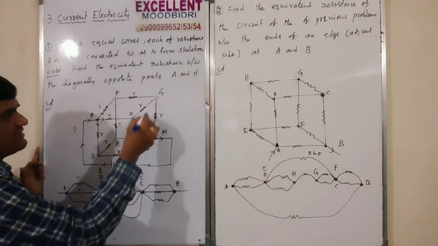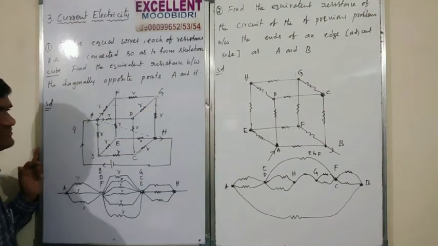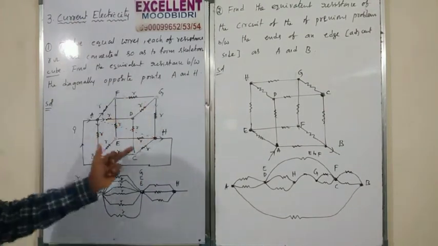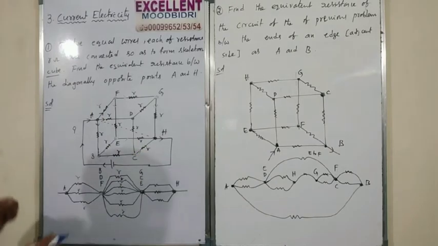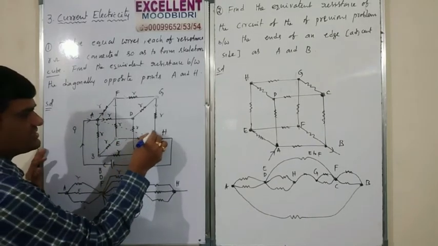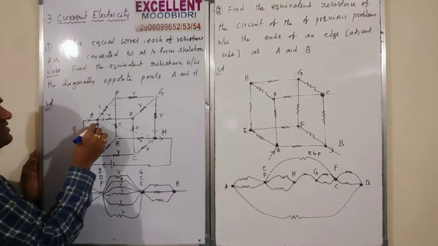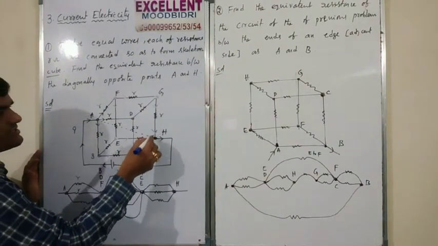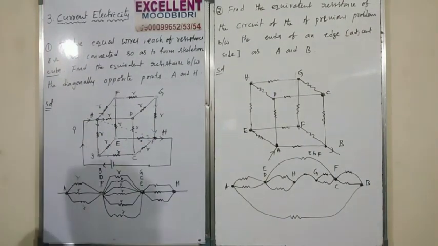So this current and this current and this current. So entering current, entering at H. Correct? This is the entering current. This is the leaving current. So our circuit is correct. Our current division is correct. Yes or no?